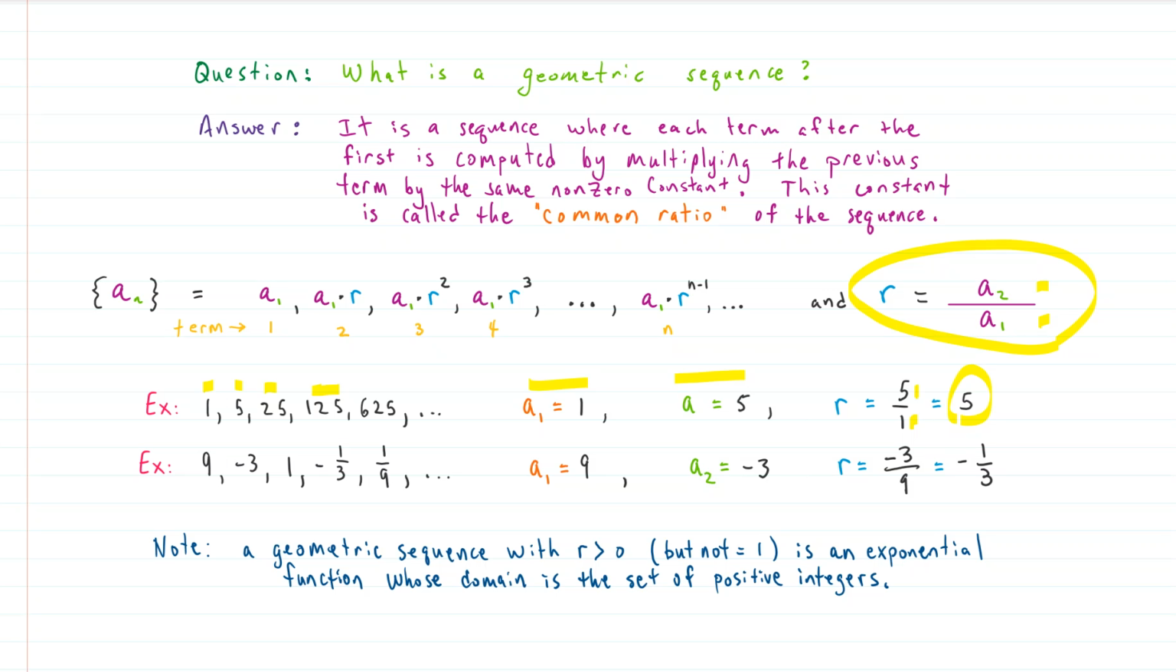This geometric sequence is infinite. If we only took the first n terms, say we stopped at the nth term and we just had these first n terms, then we would have a finite geometric sequence.